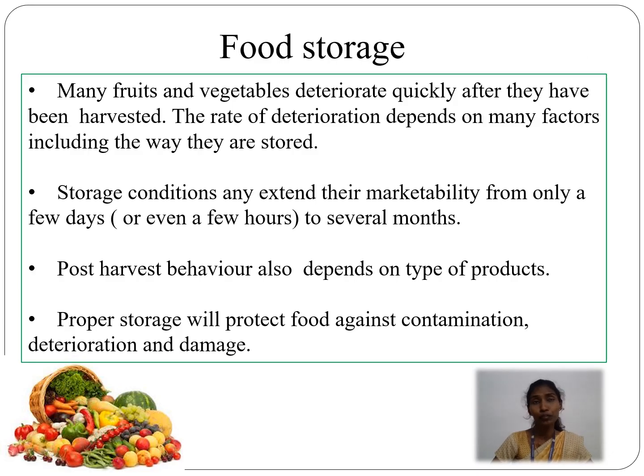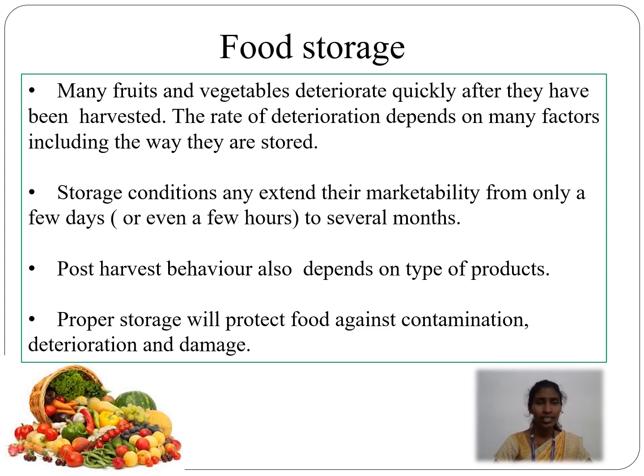First, what is the need of a food storage system? We know fruits and vegetables are perishable food products. Why are they perishable? They have a high moisture content, and they spoil or deteriorate very quickly just after they are harvested. The rate of deterioration depends on many factors, including the way they are stored, or the ambient where we are storing them.